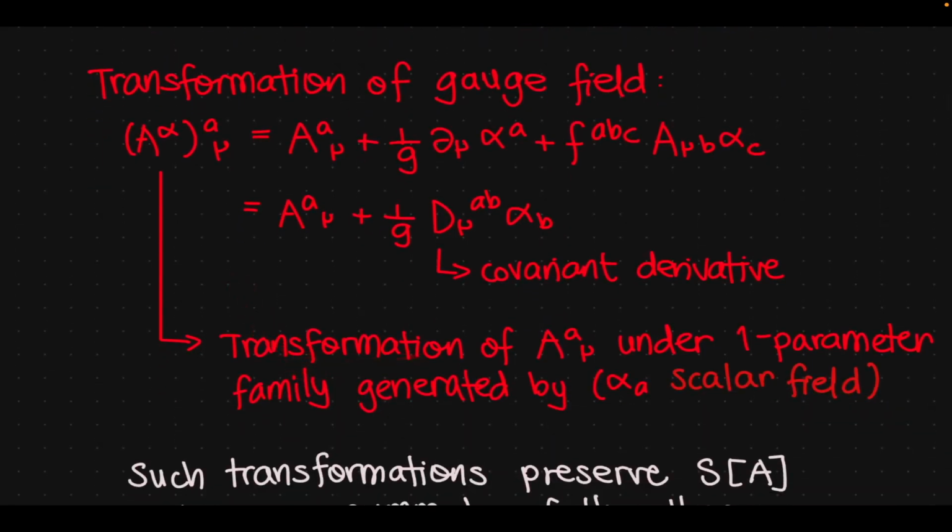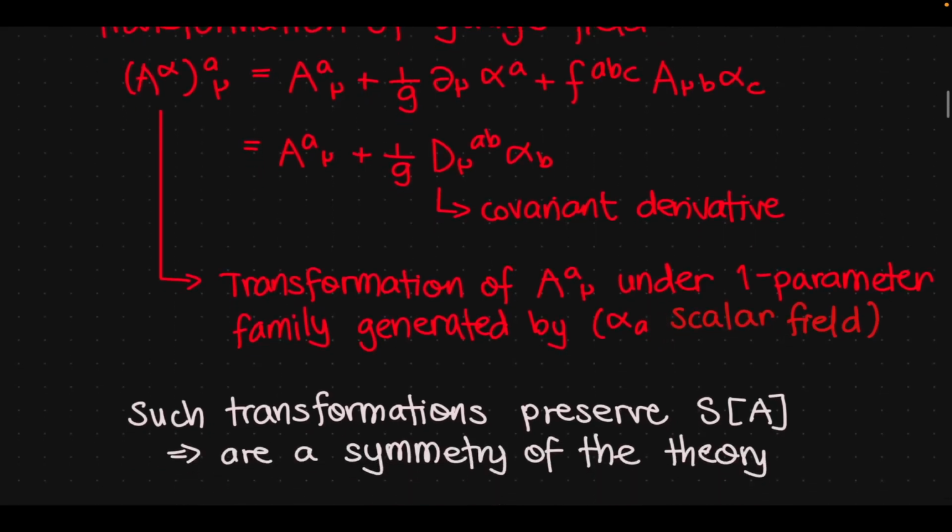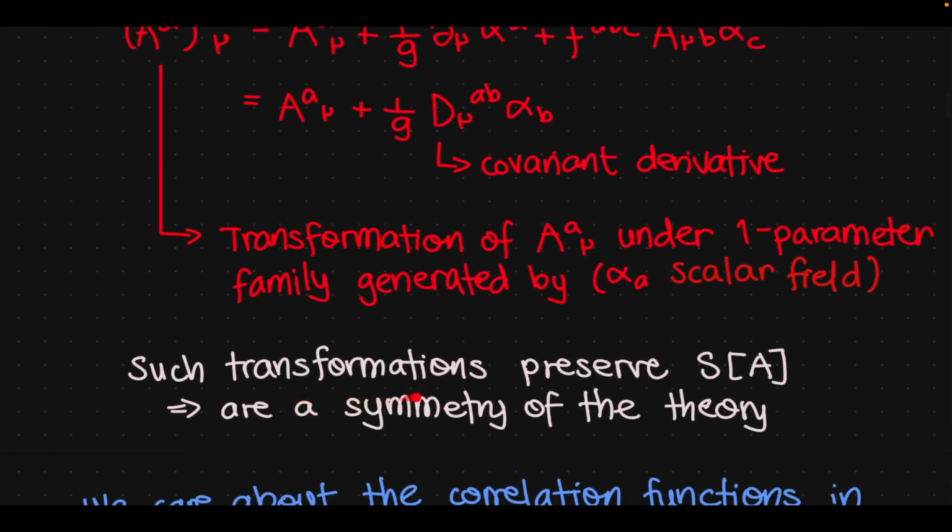So this is the transformation of A to A alpha under the one parameter family generated by alpha sub a, which is actually a scalar field because it depends on x. Remember, let me remind you, these are all local transformations. So alpha sub a is a scalar field, and then if we multiply by T^a, it would become an element of the Lie algebra. So such transformations, we can check, preserve S of A, and therefore are a symmetry of the theory. That's the definition of being a symmetry of the theory that's given by S of A.